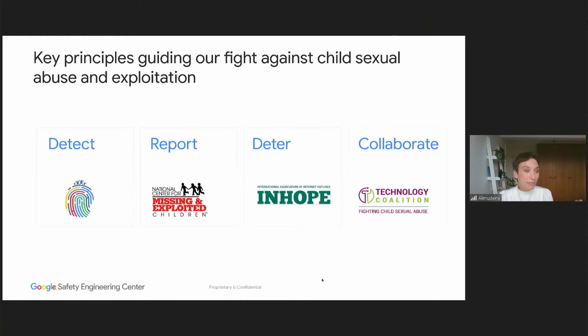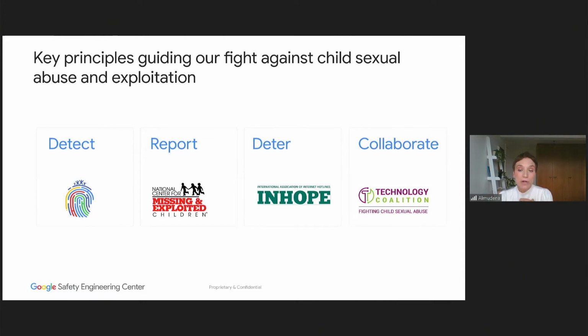So we like principles. I talked about our four R's when it comes to content moderation. When it comes to our fight against CSAM, we tend to talk about our approach around four principles, which are detect, report, deter, and collaborate. Those are the key planks of the work that we do to protect our services from being exploited for child sexual abuse and exploitation, and our role in protecting children.